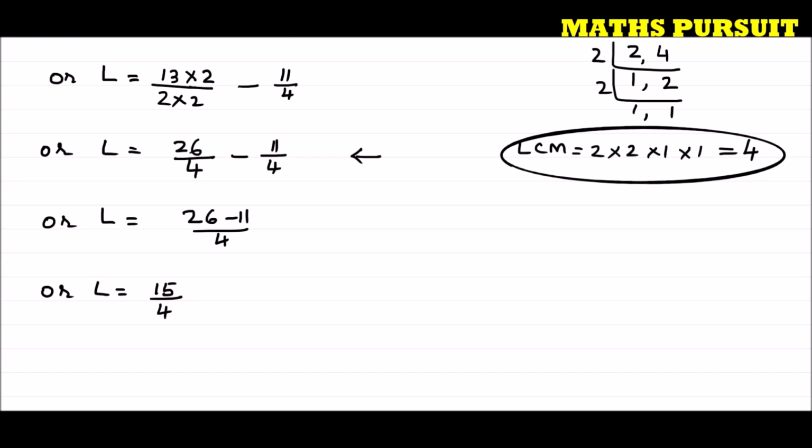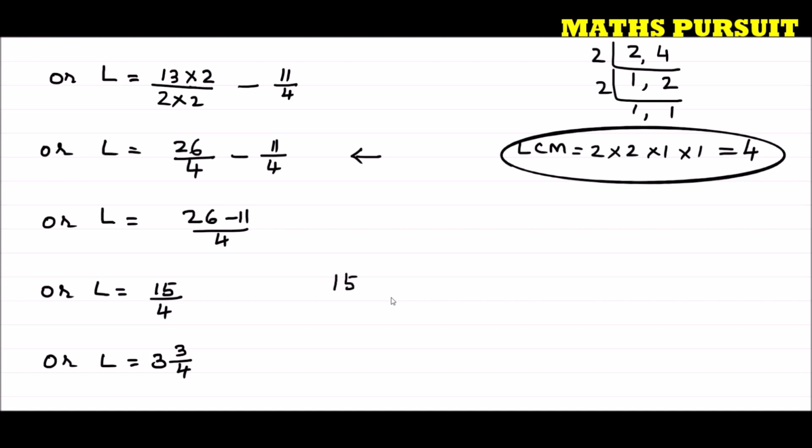Or I can write L is equal to 3 upon 4. The question has given us the breadth. We got the length as 3 upon 4. I just converted 15 upon 4 to this mixed fraction, 3 into 3 upon 4.